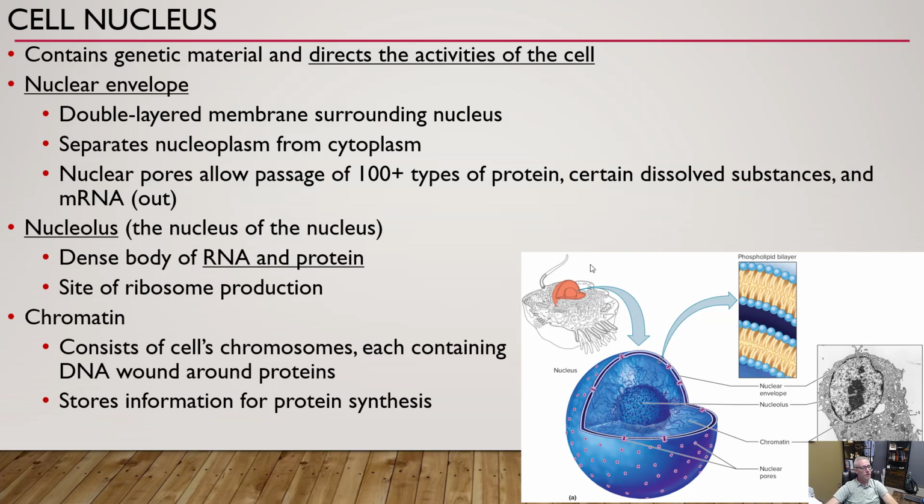The nucleus has a membrane. We call that a nuclear envelope. It's a double-layered membrane that surrounds the nucleus. Now, inside the nucleus, we call it a nucleoplasm. That's just the gunk that's inside the nucleus, so it separates the nucleoplasm from the cytoplasm.